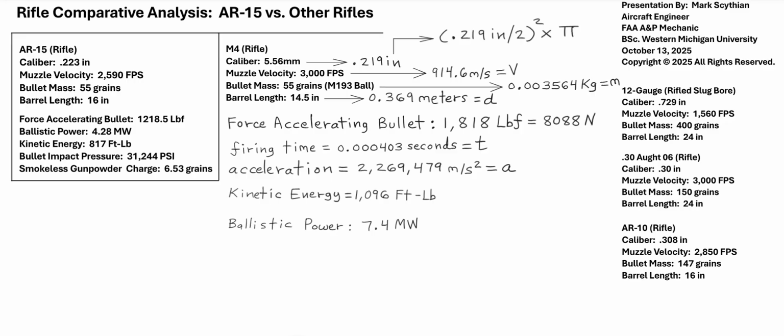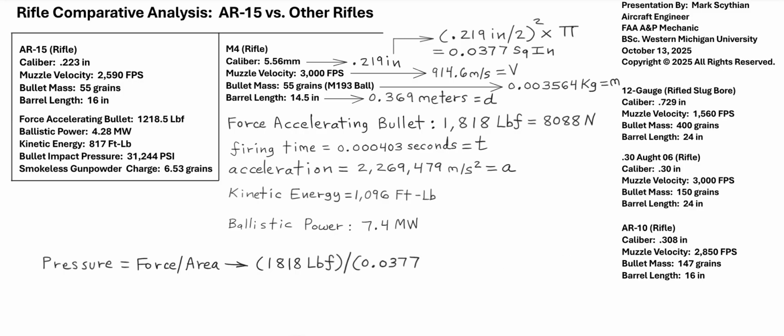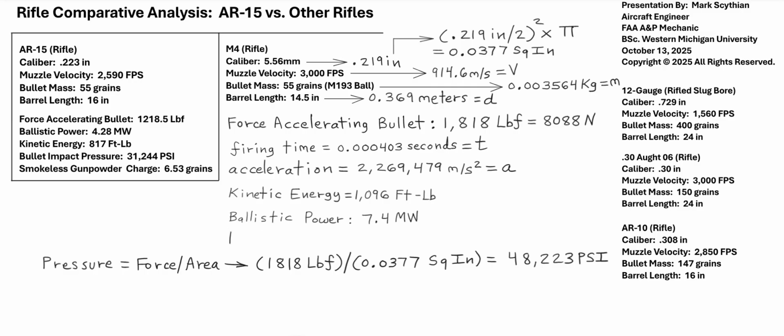So next we want to know the impact pressure of the bullet. We can take the bullet cross-sectional area, using the caliber diameter. 5.56 millimeters is also equal to 0.219 inches caliber diameter, divided by 2 for the radius, then squared, then times pi. And so we're able to get the area, which is 0.0377 square inches. So we divide the force accelerating the bullet by the cross-sectional area of the bullet. And so upon impact, the M4 rifle will exert 48,223 pounds per square inch of bullet impact pressure.